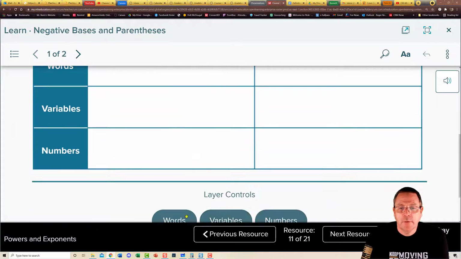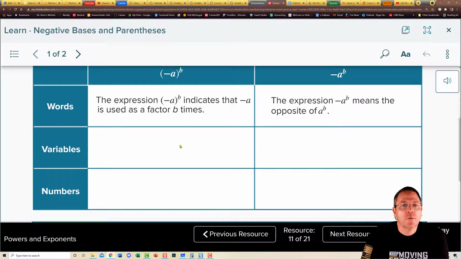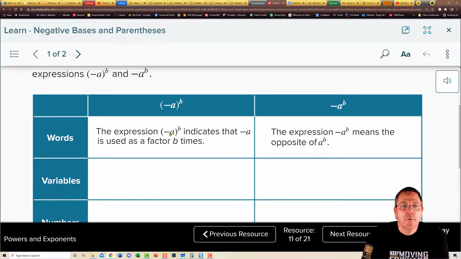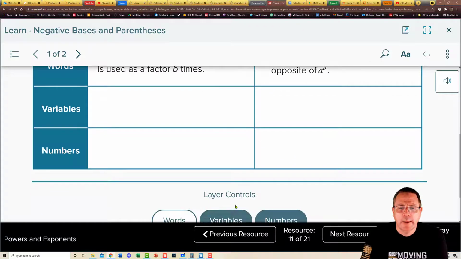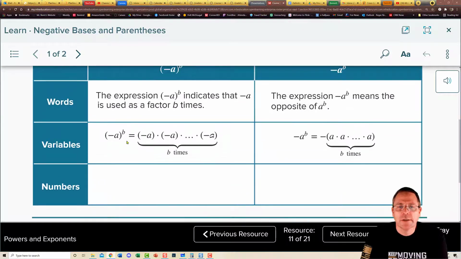So let's see how this goes. First off, in words, we can say that negative a in parentheses raised to the b power means that negative a only was raised to the b power. And negative a with no parentheses raised to the b power is going to be the opposite of a to the b. It means the opposite of a to the b. Now, what that means is it's just raise a to the b power. The way they said it doesn't make a whole lot of sense, but here you can really visualize it.